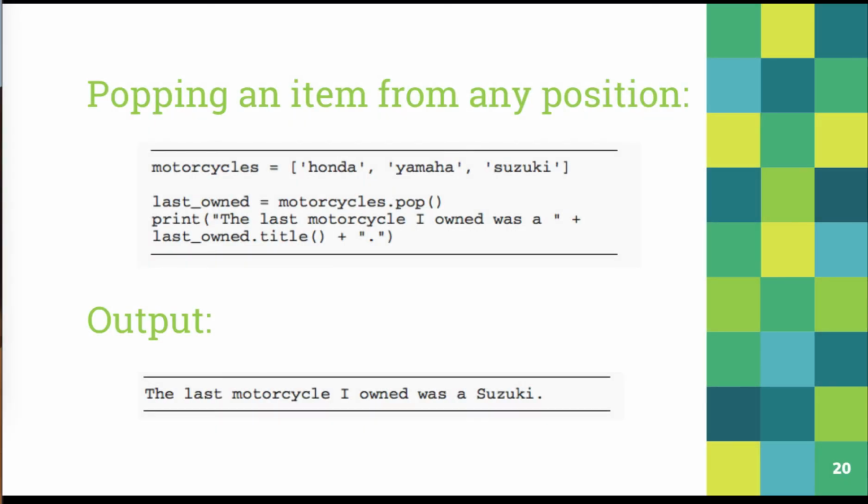You can also pop an item at any position if you use the index of the item. So this is actually not the right slide, but if I put a 1 or a 0 after pop, it would pull a different one out.